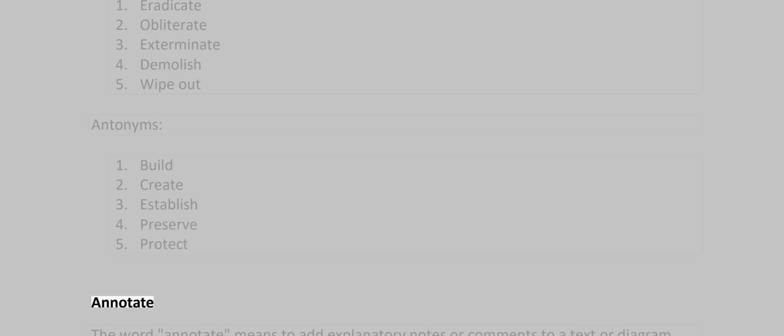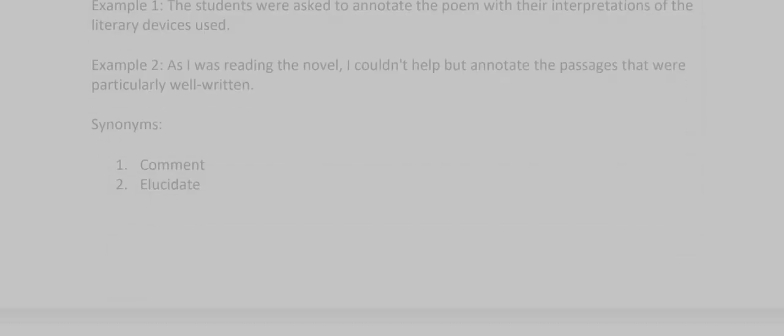Annotate. The word annotate means to add explanatory notes or comments to a text or diagram. Example 1. The students were asked to annotate the poem with their interpretations of the literary devices used. Example 2. As I was reading the novel, I couldn't help but annotate the passages that were particularly well written.